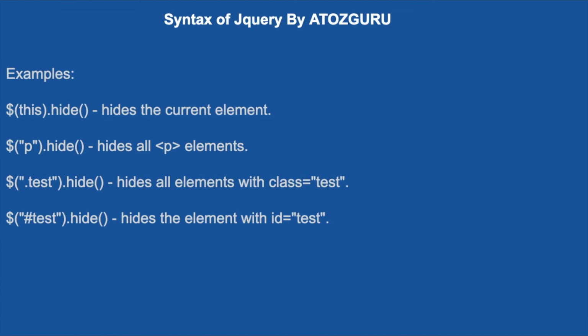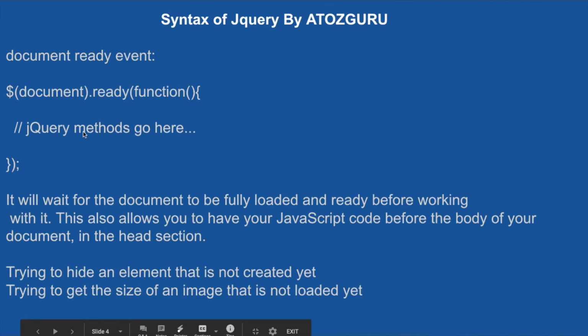So where should we write all these functions? We have an event: dollar document dot ready function, and inside that we should write that method. What is the meaning of that dollar document dot ready function?